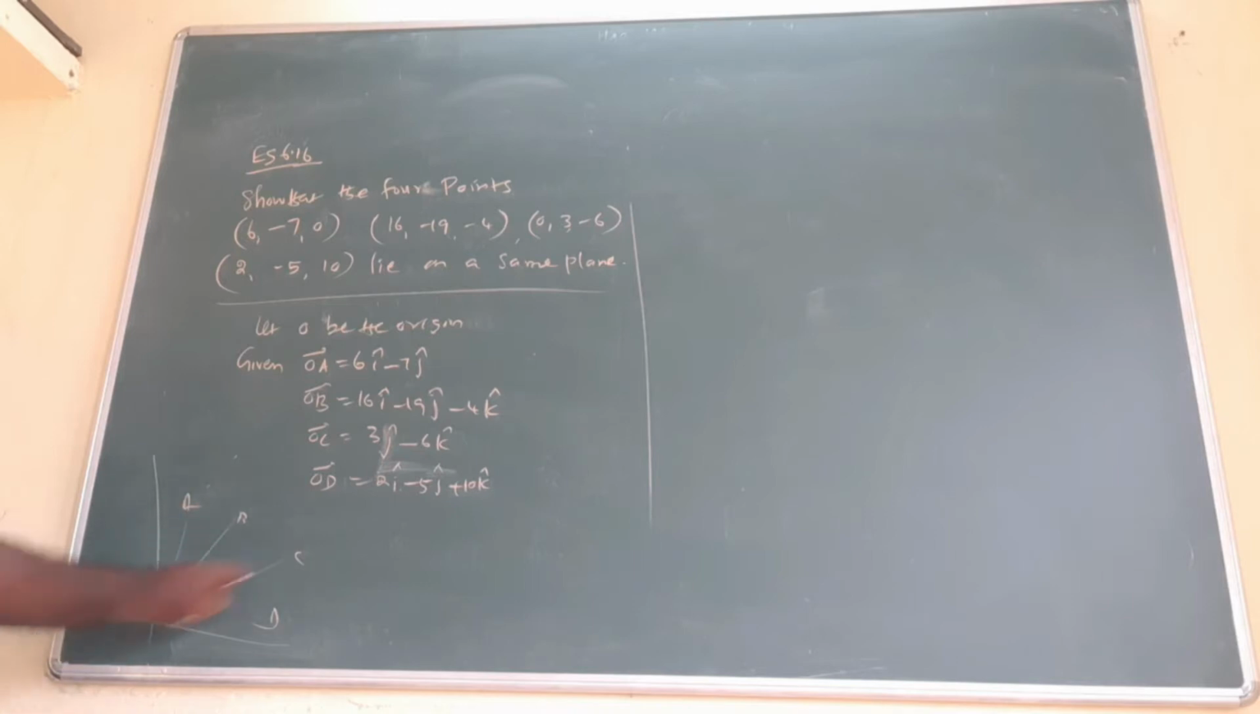All four points lie on the same plane means, let us assume the origin, OA, OB, OC, OD all lie on the same plane. That means all the vectors are coplanar. You will find A with B and A with C. One point, any of the points, is fixed. I am fixing one point, A.